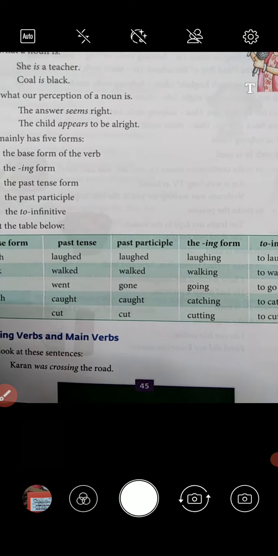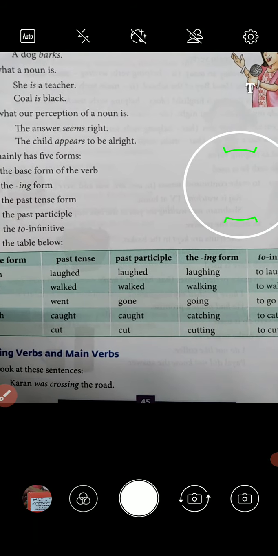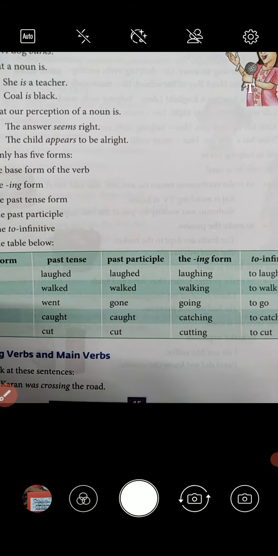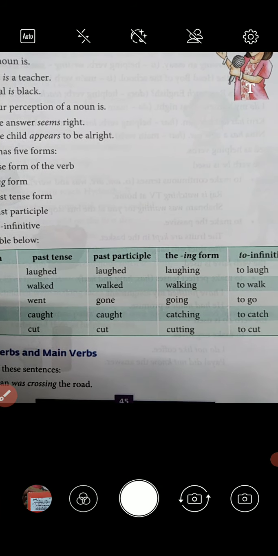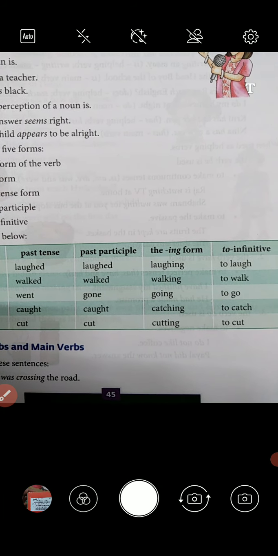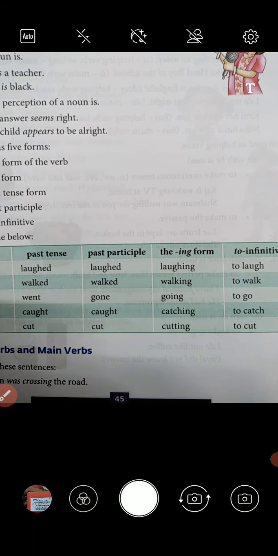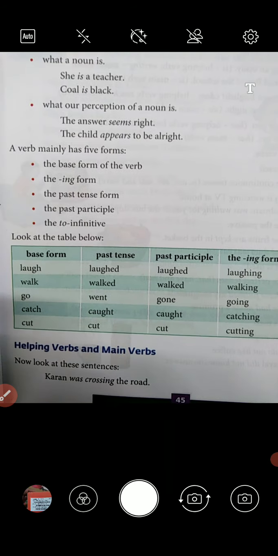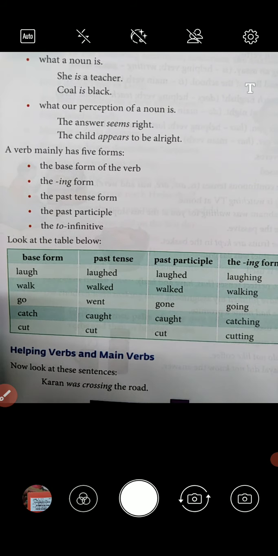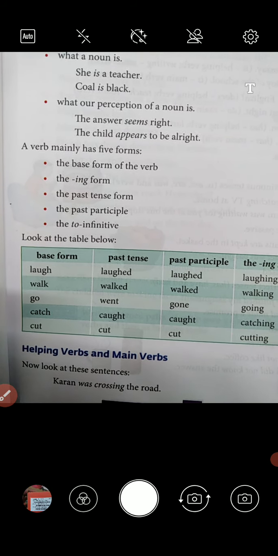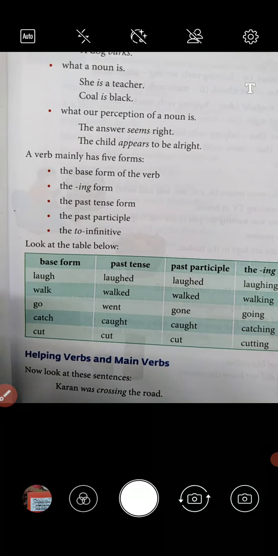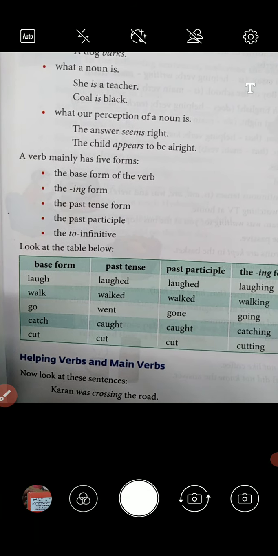Now the ing form. Walk plus ing, walking. We are walking in the street. Now the infinitive form of the verb is to walk. Do you know how to walk? Now the next word is go. It also tells about chalavu, go.